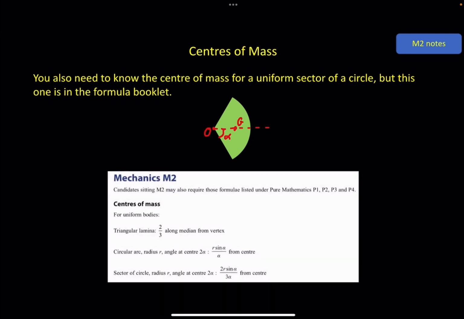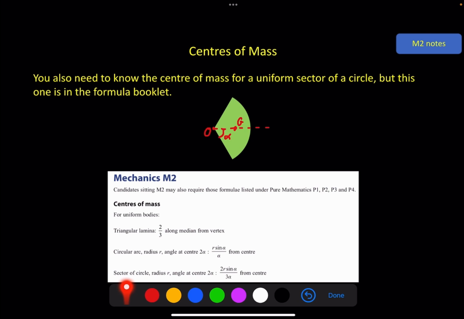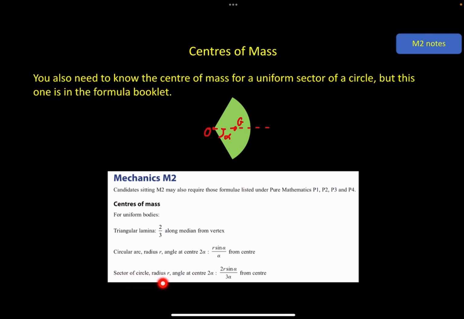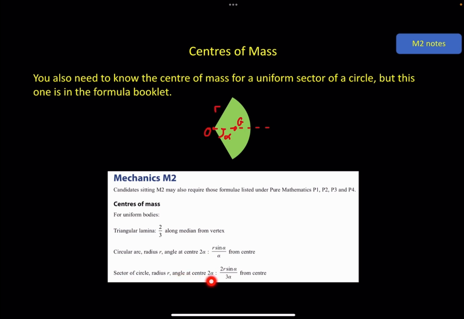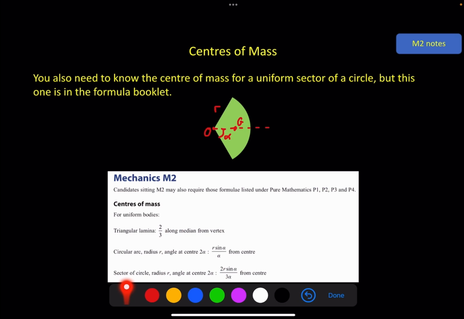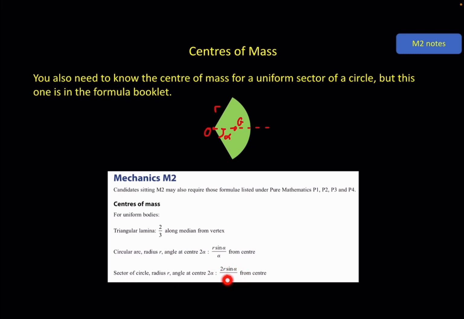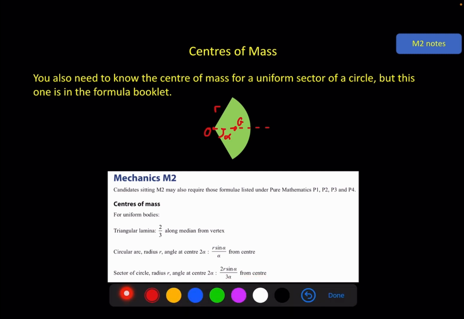And then here's the formula in the formula book. The sector of a circle at the bottom here, radius r, oh, I haven't put that on, radius r, angle at the center is 2 alpha, which is why I've labeled this as alpha, so the full angle there is 2 alpha. Then the formula for the center of mass is this, 2 times the radius times sine of alpha divided by 3 alpha from the center. So it's starting at the center and it's giving us this distance here.